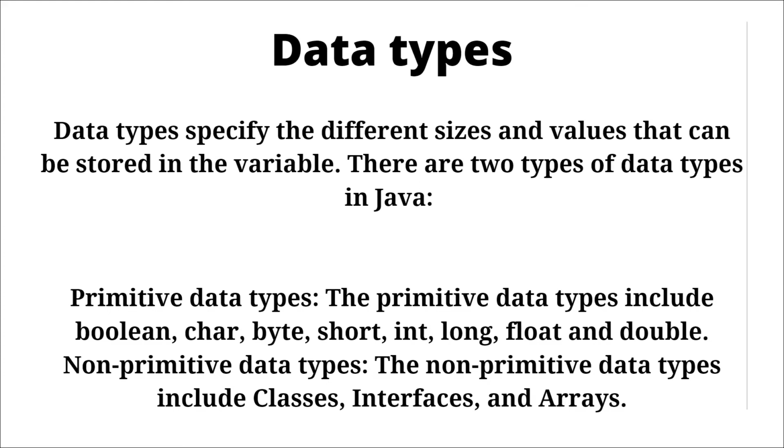Okay, primitive data types include boolean, char, which is known as character, byte, short, int, which is known as integer, long, float, and double. And non-primitive data types include class, interface, and arrays. So let's talk about primitive data types.